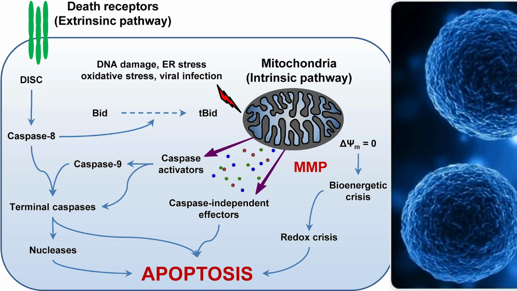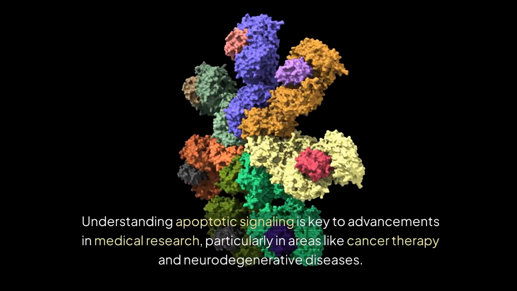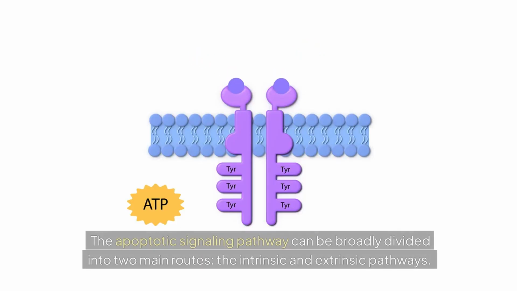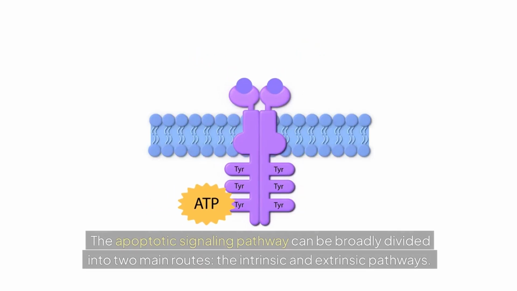Understanding apoptotic signaling is key to advancements in medical research, particularly in areas like cancer therapy and neurodegenerative diseases. The apoptotic signaling pathway can be broadly divided into two main routes: the intrinsic and extrinsic pathways.